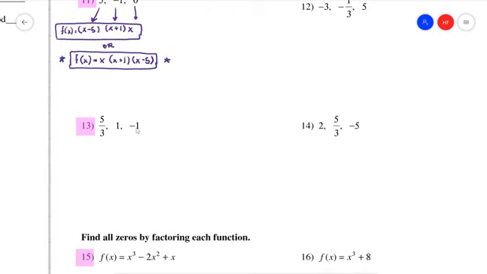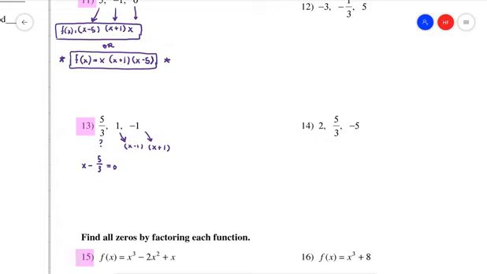Now on 13, we have a fraction. So I know these will be the opposite: x minus 1, and this is x plus 1. But how do I find this one? Well, I can say x minus 5/3, and I know that equals 0. But I don't want a fraction in there.